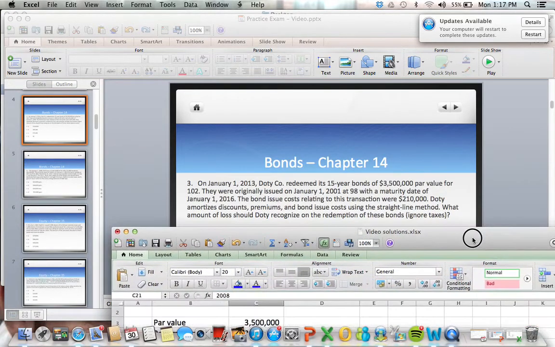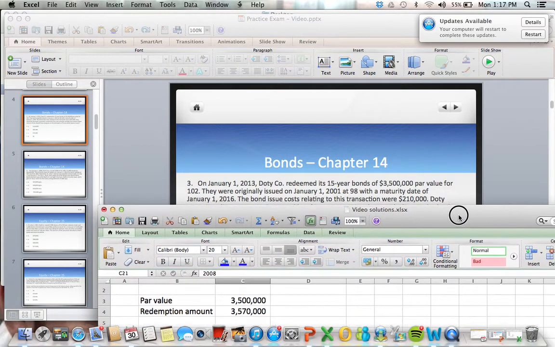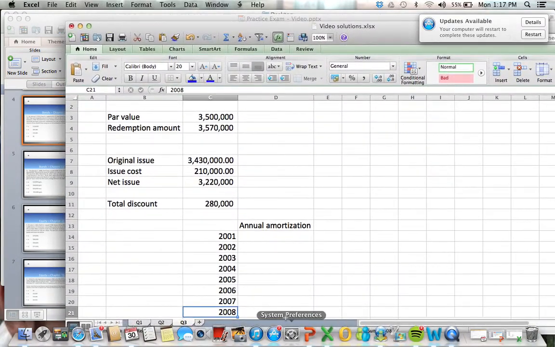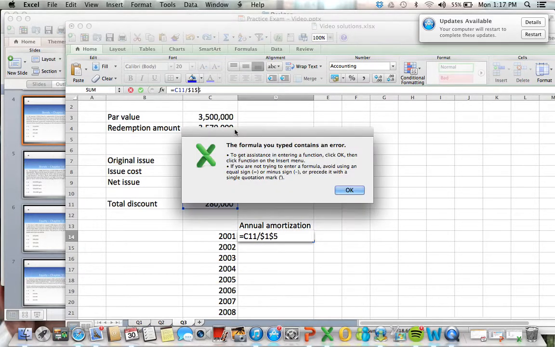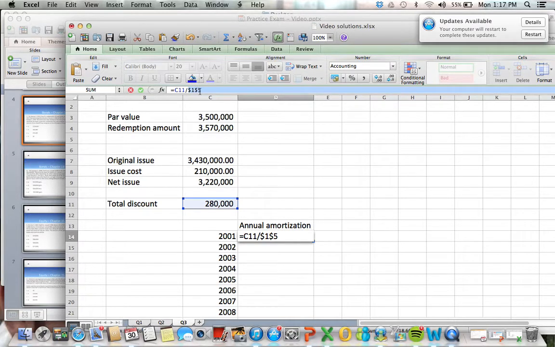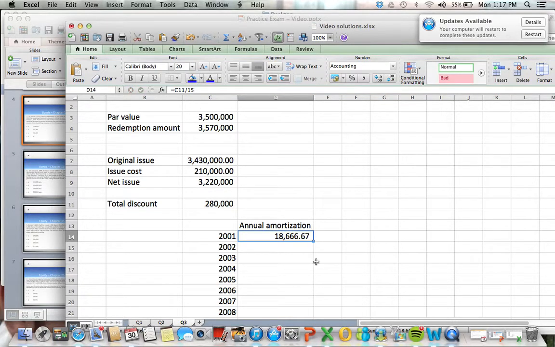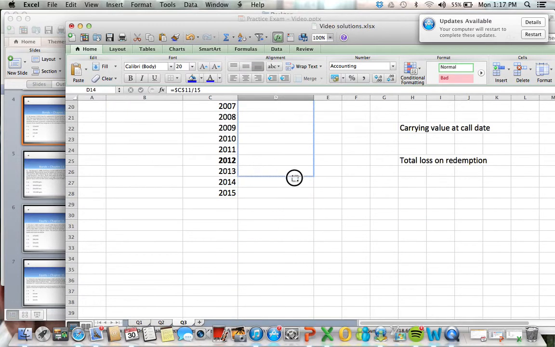Now we're saying the bond was issued 2001, matured 2016, so it's a 15-year issue. So we're going to amortize straight line over 15 years. So what I want to do first is just come up with this amortization table so that we can see what's going on here. So we can see we're amortizing about 18.5 a year.